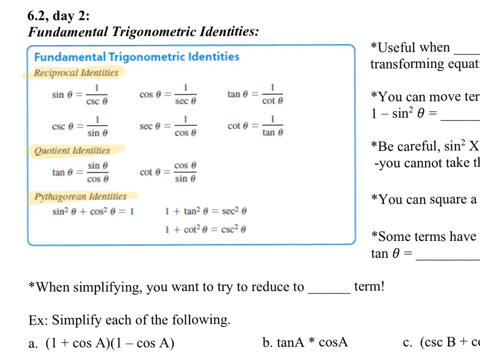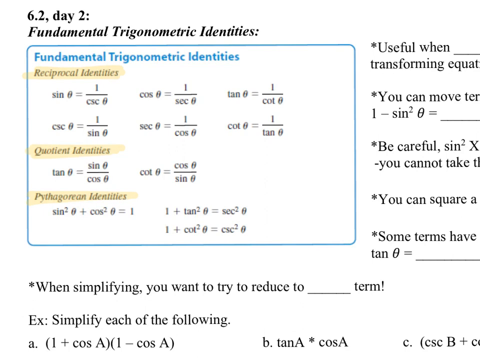Sine is equal to 1 over cosecant, cosine is equal to 1 over secant, and tangent is equal to 1 over cotangent. And we can reverse those as well. Cosecant is equal to 1 over sine, secant is equal to 1 over cosine, cotangent is equal to 1 over tangent. These reciprocal identities are the same that we talked about earlier in Lesson 6.2.